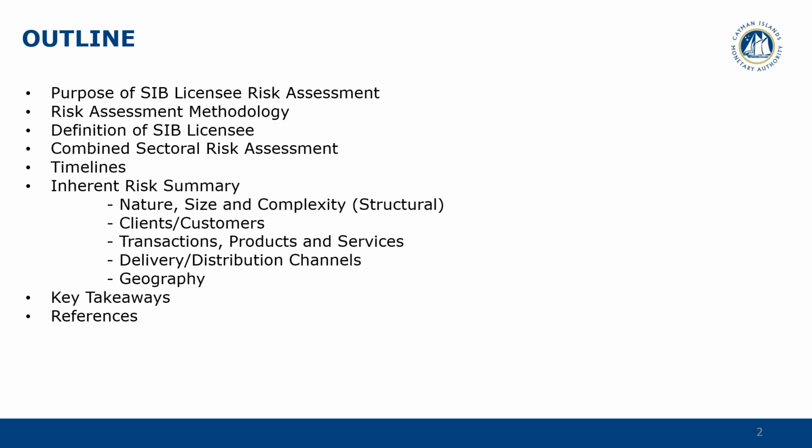Then we'll move on to a more nuanced look at the inherent risk summary in the SIB licensee risk assessment, breaking that down to nature, size and complexity, clients and customers, transactions, products and services, delivery and distribution channels, geography, and then look at some key takeaways from those conclusions as to how you, as financial services providers, can really enhance your risk-based approach to managing money laundering and terrorist financing risk. Finally, we'll refer you to some additional sources of information.